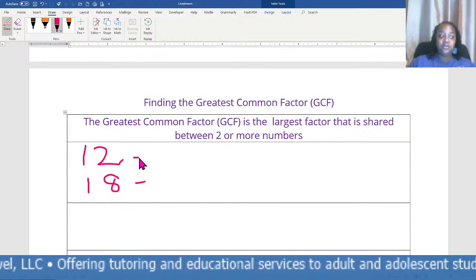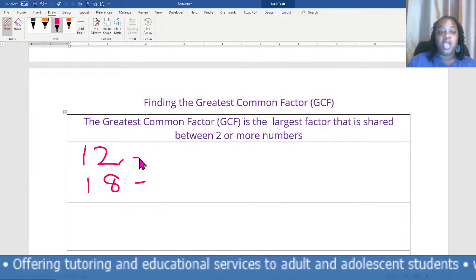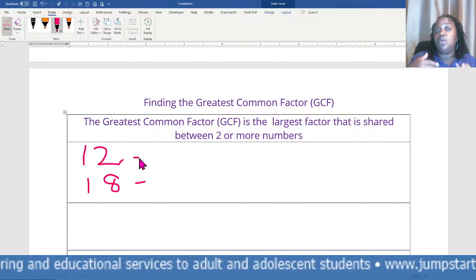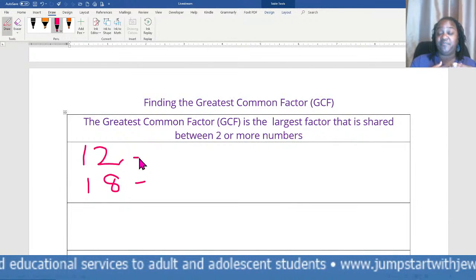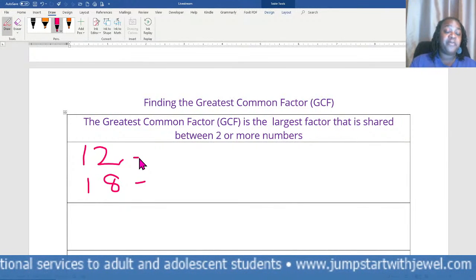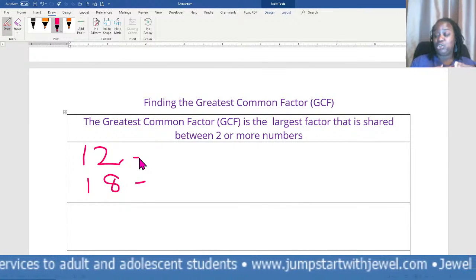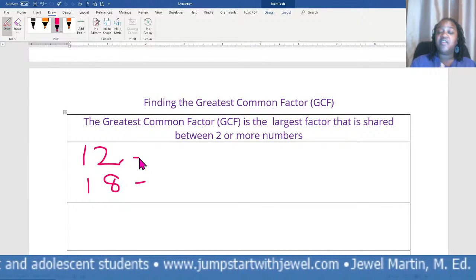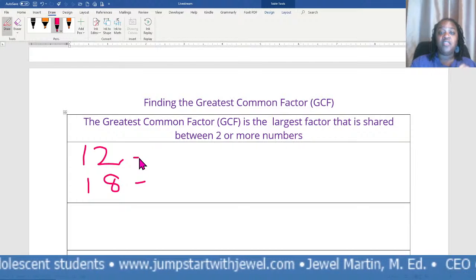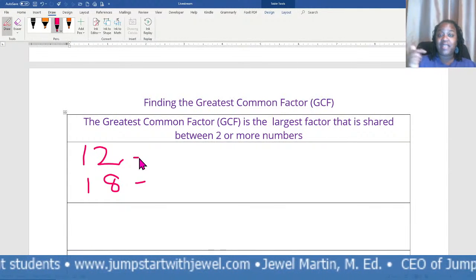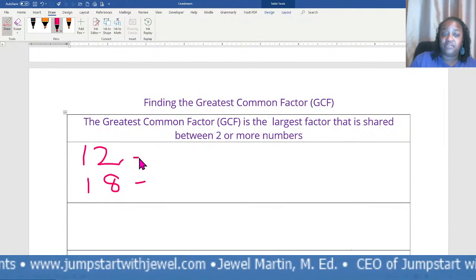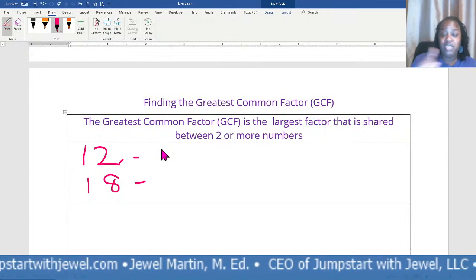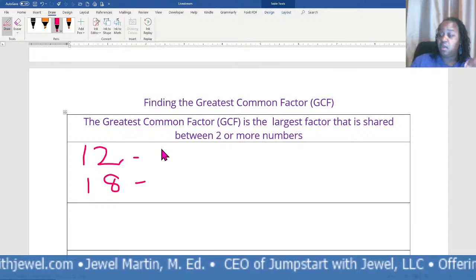If you're a beginner in doing greatest common factors, if you don't know your multiplication facts by heart yet, I would suggest the easiest thing for you to do is to list them. So you have to think of the factors. What are the factors of 12? What are the numbers that I multiply together to get the answer 12? I always say, do it in order from the smallest number to the largest.